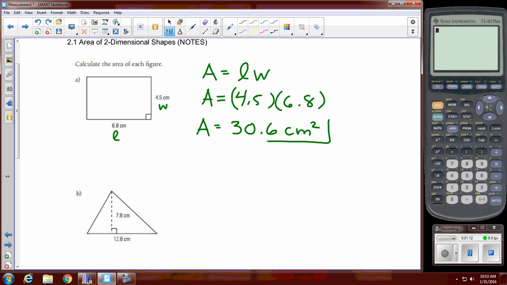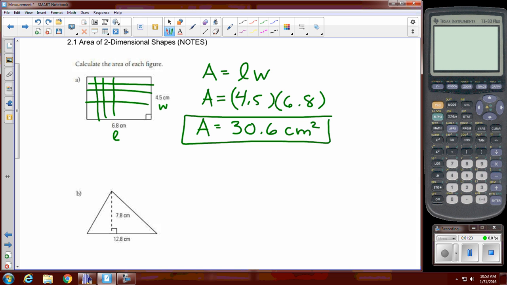Now remember, area is talking about how many square little units we can draw on a shape. So if we were to divide this into square centimeters and break it up, according to what we just said, there'd be about 30.6 of them.